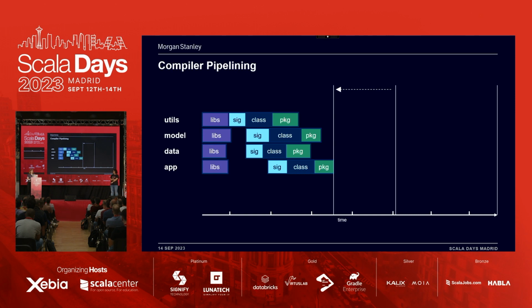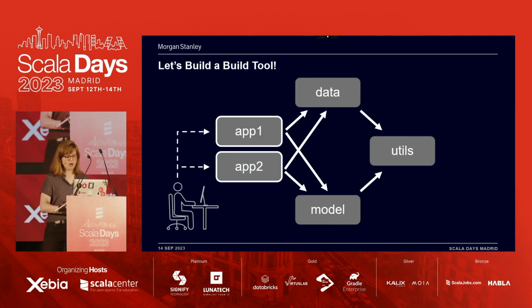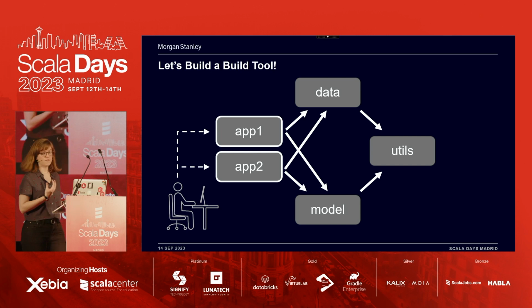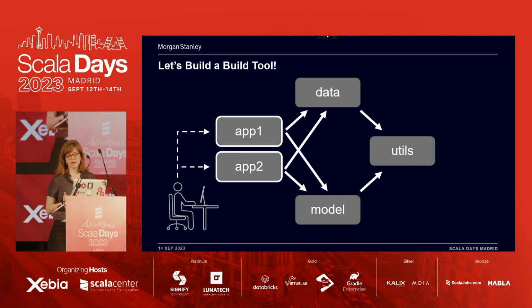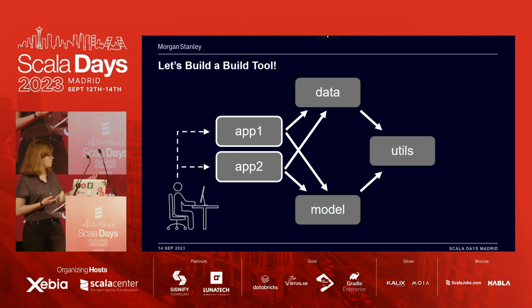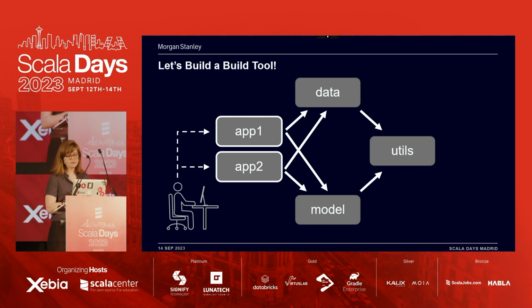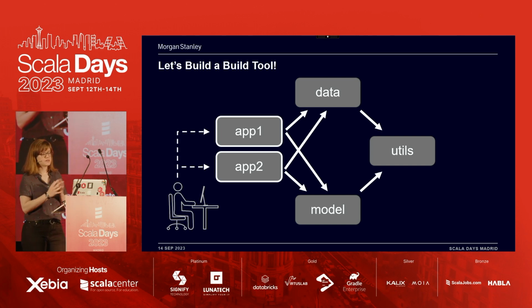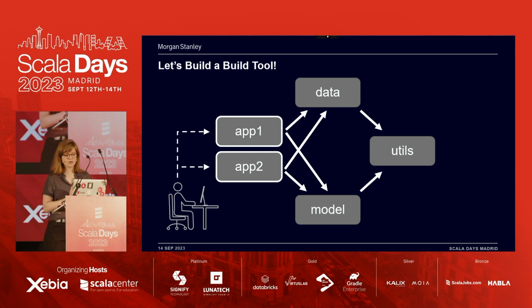All right, so the next optimization tool we're going to show you is also going to be really helpful in our build tool. So let's make our example a little more complex. I mean, our user probably has multiple apps, and each of these app scopes is going to also depend on data and model. So let's say we're told compile app 1 and app 2.